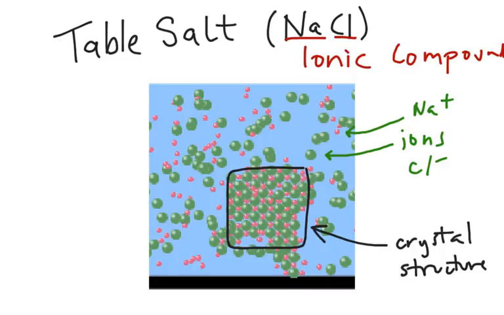Unlike covalent compounds, ionic compounds form this crystalline structure. Covalent compounds, on the other hand, do not form this lattice of ions, because covalent compounds are not composed of ions, they're composed of molecules.